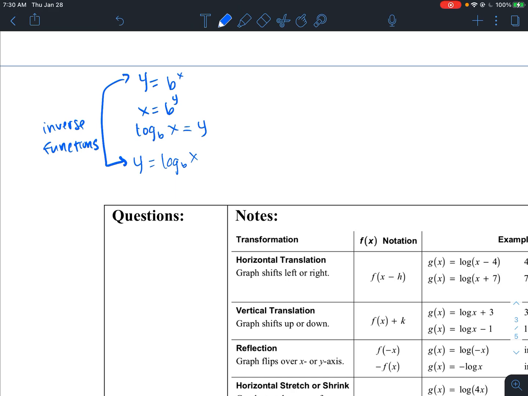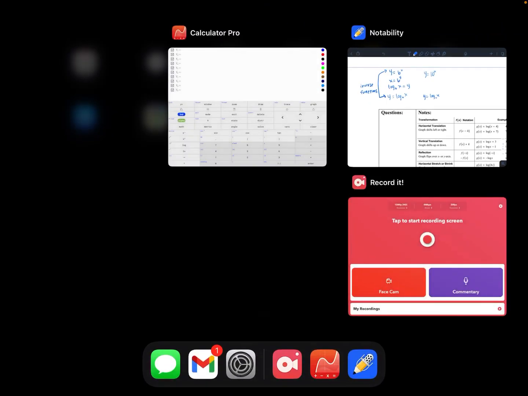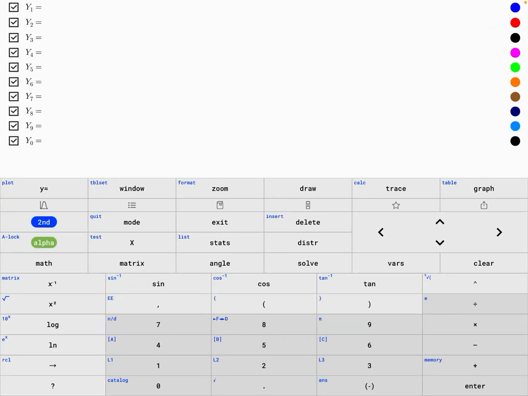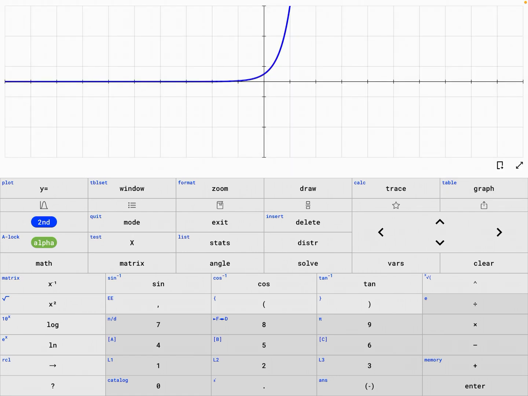So let's go ahead and graph and compare the two. I'm going to graph the function y is equal to log of x, which means that the base is 10. Now the inverse of this function would be y is equal to 10 to the x power. So let's go ahead and graph these. 10 raised to the x power is an exponential function, and we talked about those last time.